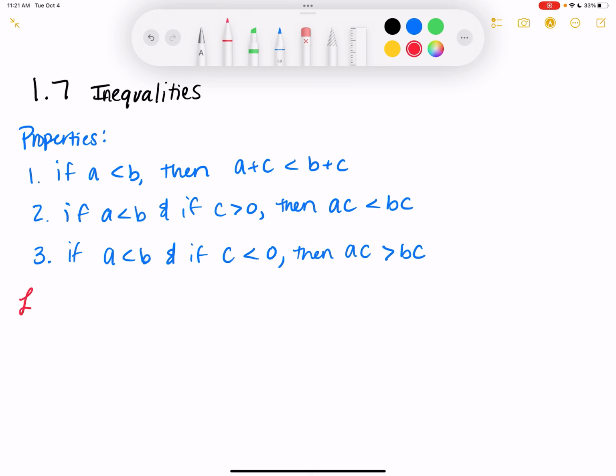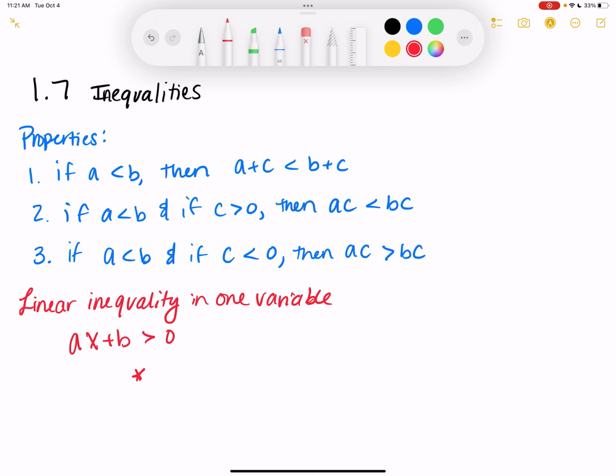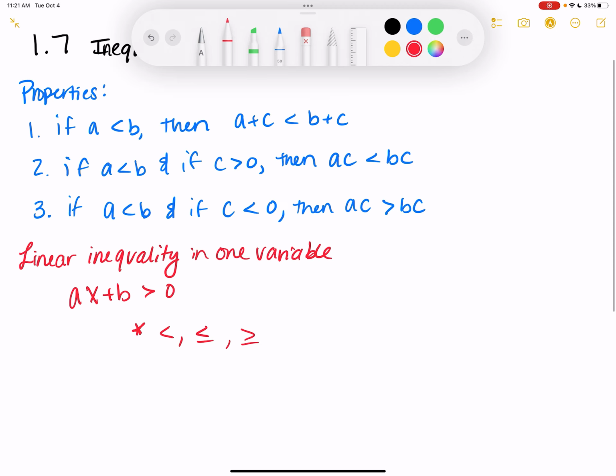A linear inequality in one variable can be written as AX plus B is greater than 0. Note that that could also be less than or equal to, or greater than or equal to. It could be any of those. I'm just not going to write them all out because there's no point in it.